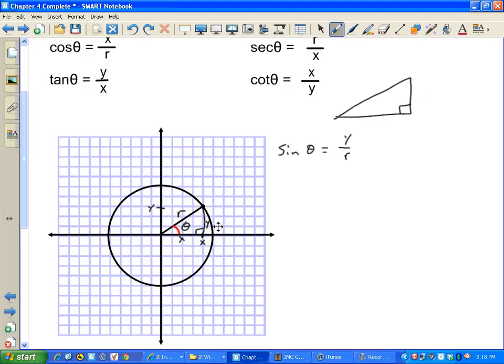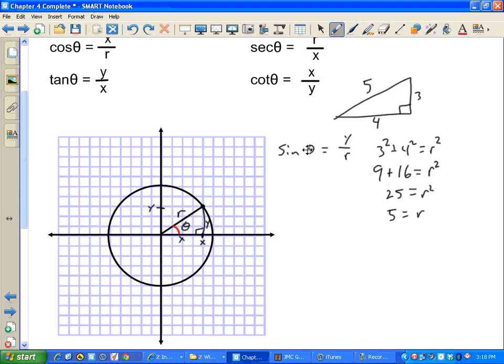So if I look, I'm going over 4, and I'm going up 3. So if I want to find r, I'm going to say that 3 squared plus 4 squared equals the radius squared. So 9 plus 16 equals the radius squared. This is 25. So that means that r has to be 5.